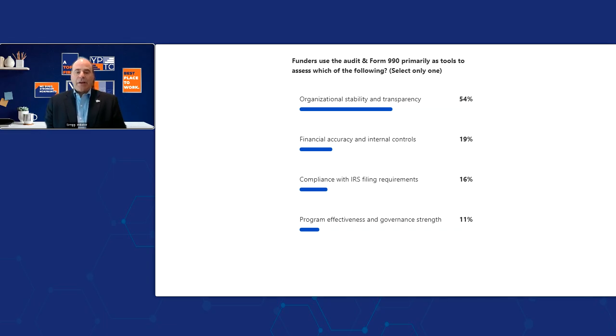So it looks like the majority got this right. It is D, stability and transparency. I think the other answers really do roll up into that overall issue of stability and transparency.